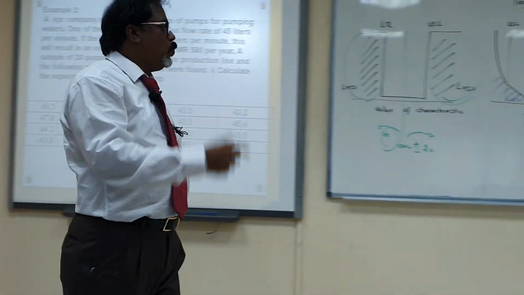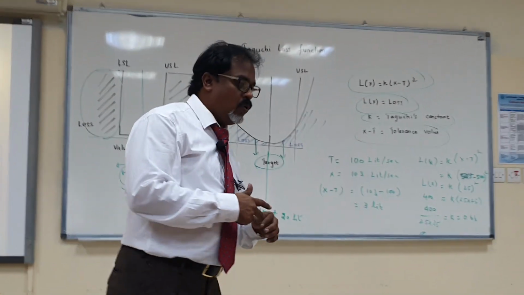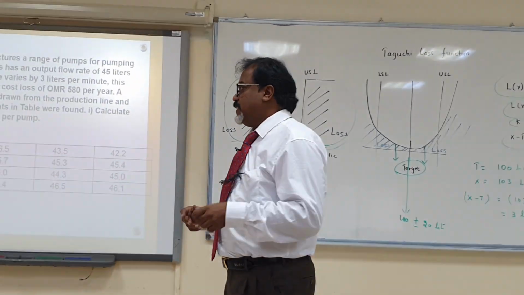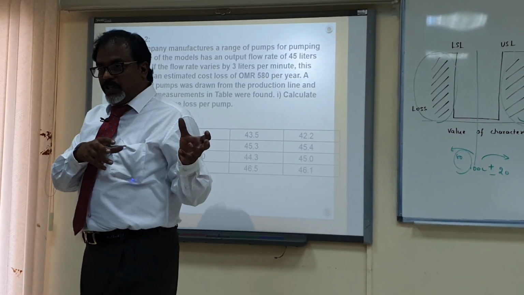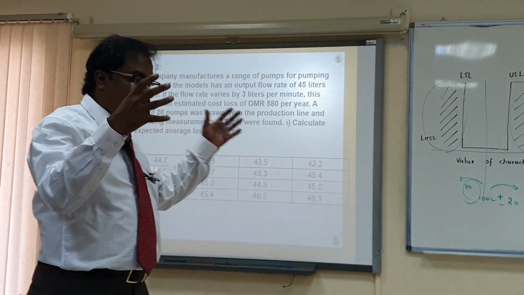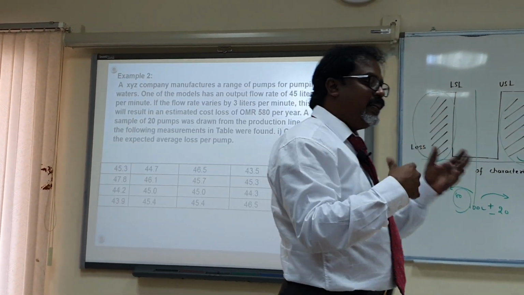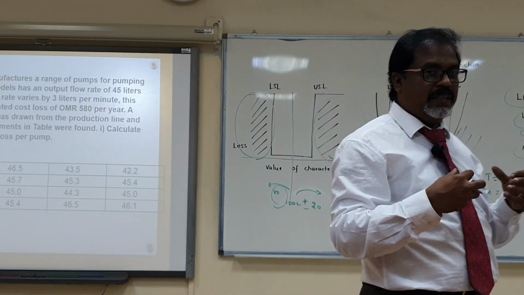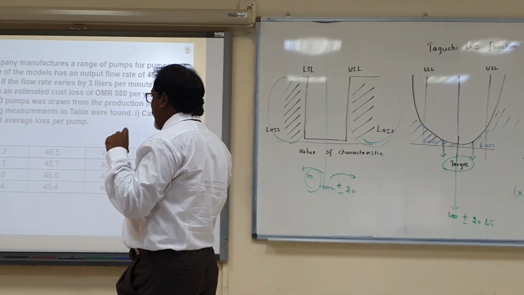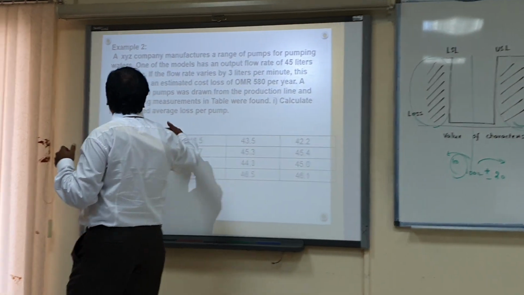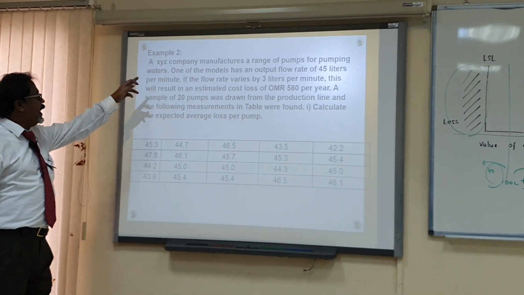Example number 2. See, in the first example we analyzed using only one value. Here a set of values is given. A set of values means there will be a target and we are going to have a bunch of products, in which there will be a deviation. So we are taking that as a sample, and then how can we calculate the expected average loss per pump? This is the next example.